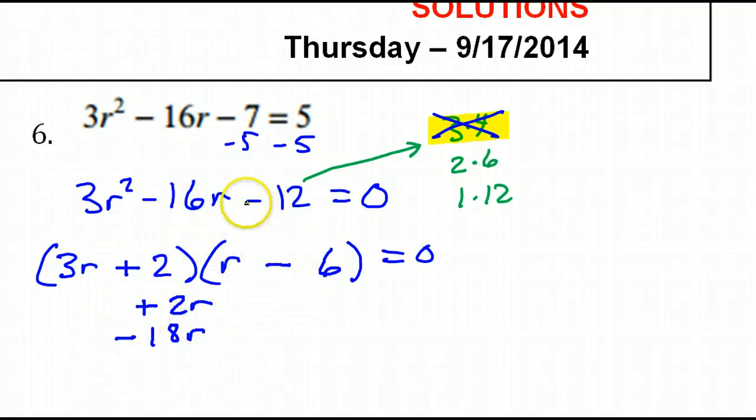One more thing. Am I getting a negative 12? We must check the sign here. Positive times a negative is a negative 12, so that's all good.